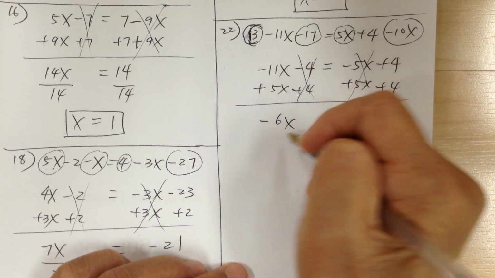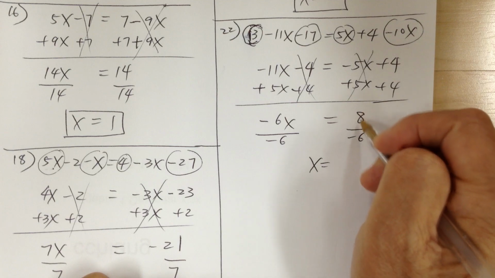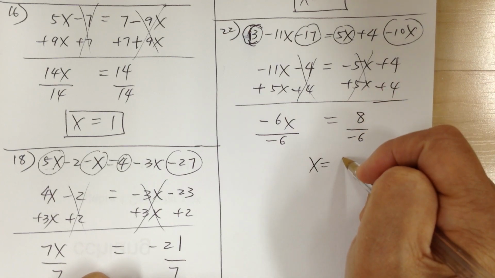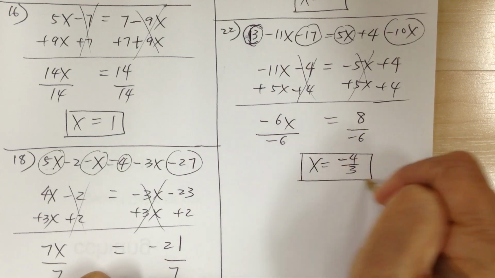Then after that, you divide by -6 on both sides. So x equal to, divide by 2, right? You can reduce by 2, so it would be -4/3. Okay, and again, just leave it as the improper fraction.